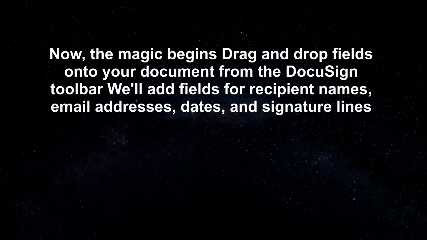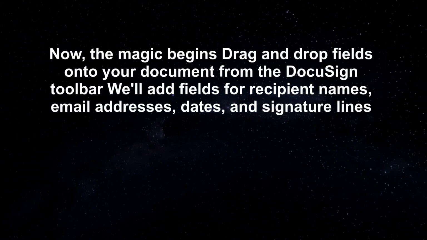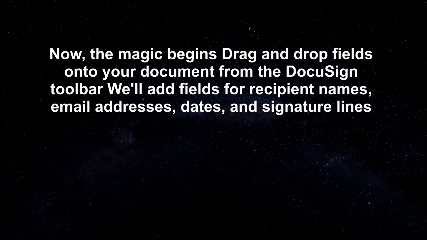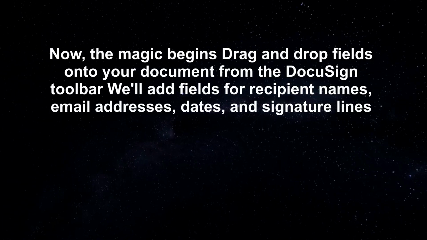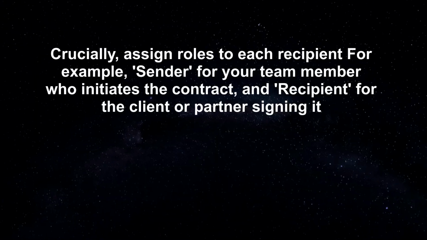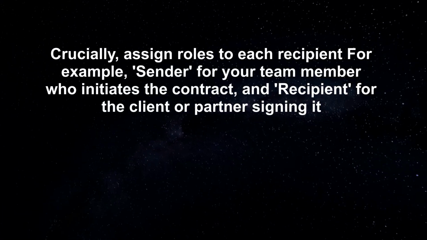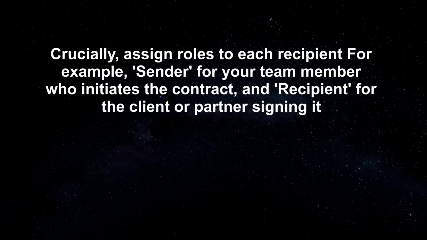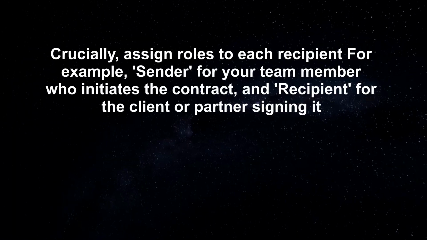Now, the magic begins. Drag and drop fields onto your document from the Docusign toolbar. We'll add fields for recipient names, email addresses, dates, and signature lines. Crucially, assign roles to each recipient. For example, sender for your team member who initiates the contract, and recipient for the client or partner signing it.